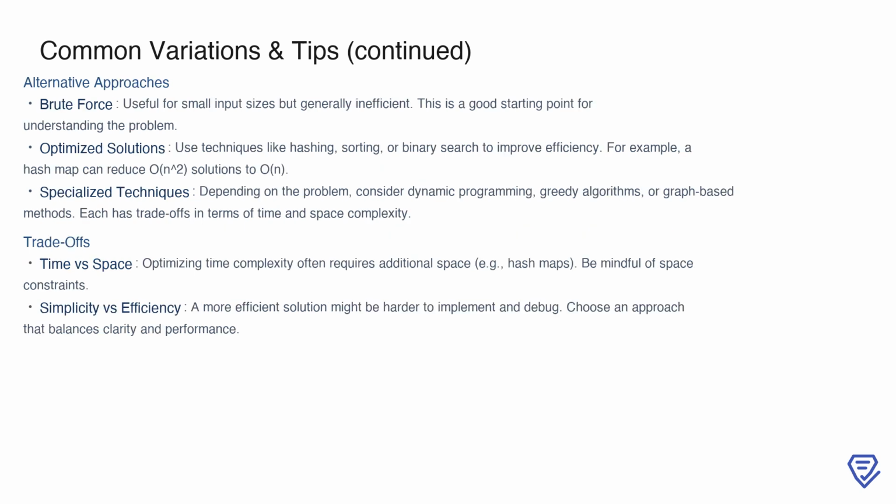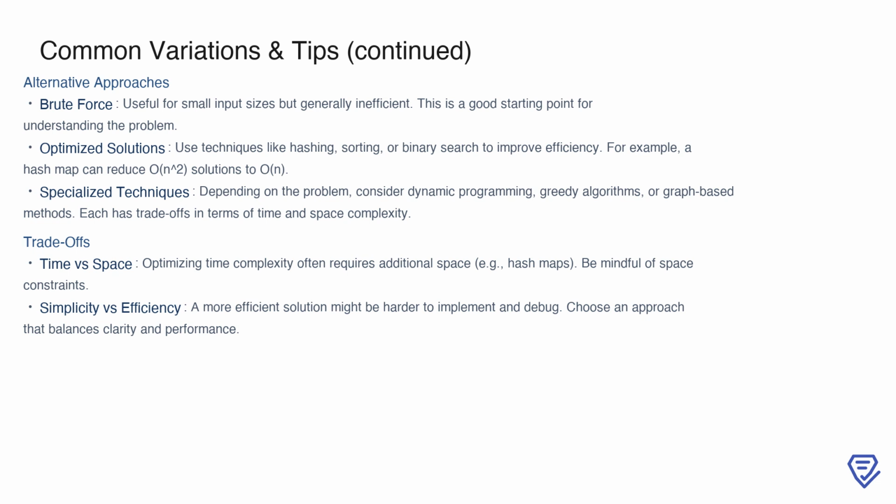Finally, let's talk about alternative approaches and important trade-offs. Brute force solutions can be useful for small input sizes, as they're straightforward and help you understand the problem. However, they're generally inefficient for larger datasets. Optimized solutions often leverage techniques like hashing, sorting, or binary search. For instance, using a hash map can reduce a naive O(n) solution to O(n), which is a significant improvement.